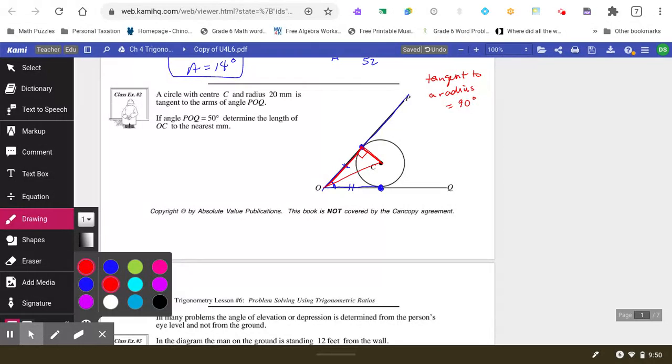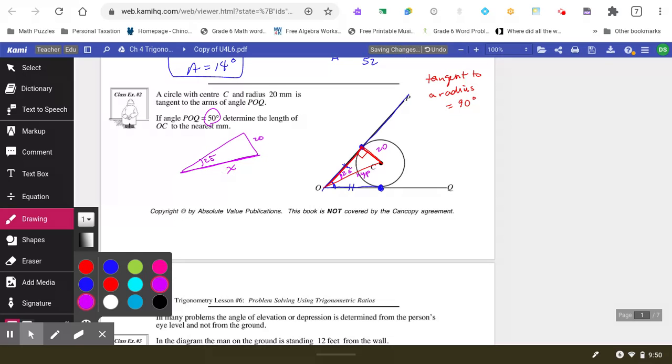All right, so the radius was 20. I'm going to put 20 on there. And this whole angle POQ was 50, so I just cut it in half, which makes this 25 right there. And I want to find the length of OC. So this will be the hypotenuse, by the way. So you have this picture. I could draw it out a bit bigger. This is 20. This is 25. And you're looking for this length here. I'm going to call it X.